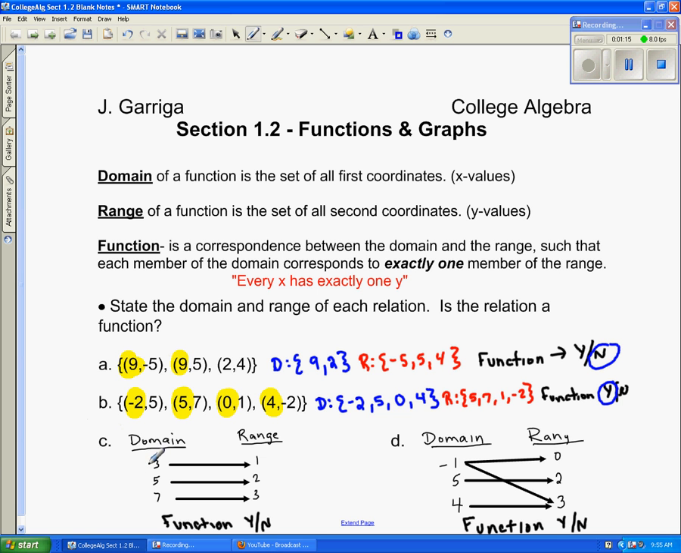C, the domain, every x is paired to exactly one y. It's a direct correlation, so yes, it is a function. In D, the x value negative 1 is paired with 0, and it's also paired with 3. It has more than one y value to go with it, so this is not a function.